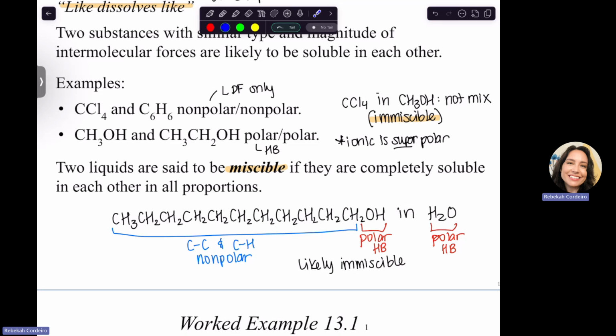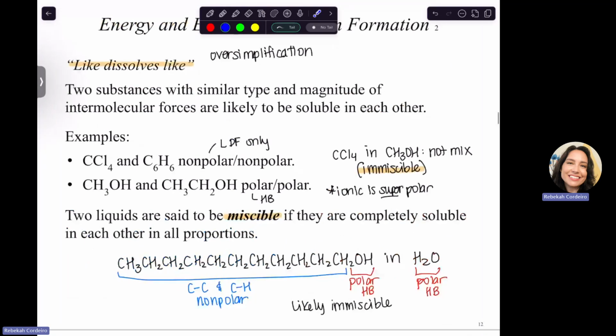Versus these guys who have the hydrogen bonding, they have the same structure as this long one, but they don't have a lot of that nonpolar part. So they're probably okay with water. Yeah, you can come over and you can bring one new friend or two new friends, but you can't bring 16 new friends over, right? So use like dissolves like if you're answering questions for the most part, but understand that there are limitations to that and it's not quite as clean cut as that in real life.